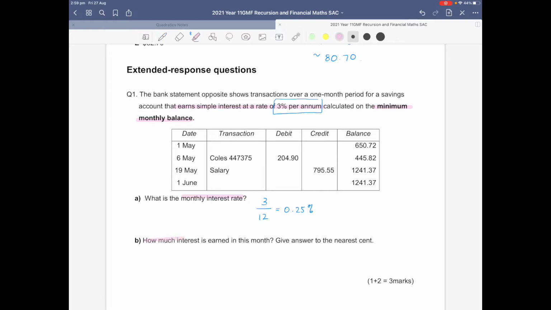The next question says how much interest is earned in this month. Remember that it's calculated on the minimum monthly balance. So that means that the interest earned for this particular account is based on the lowest the balance will be, which if we take a look at the balances, the minimum balance happens to be $445.82. So min monthly balance.